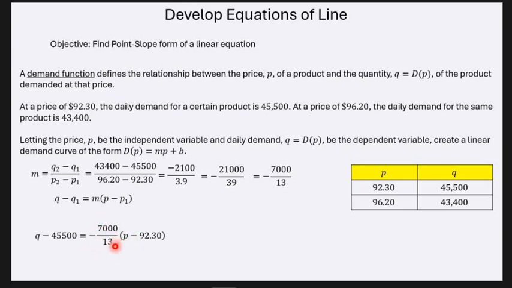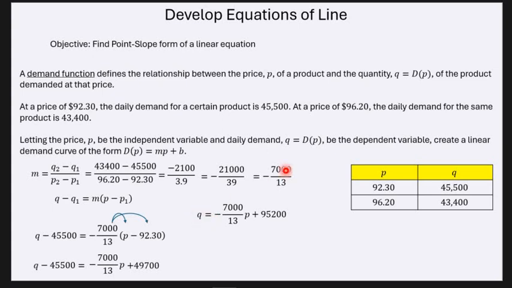We're going to get rid of the parentheses by distributing. So it's going to be negative 7,000 over 13 times P, which gives me negative 7,000 over 13 P. And negative 7,000 over 13 times negative 92.30 is going to be positive 49,700. I'll bring down the left side of the equation. Now all I need to do is add 45,500 to both sides. I'll get this equation here. So add 45,500 to both sides. I get this. This is my demand function.